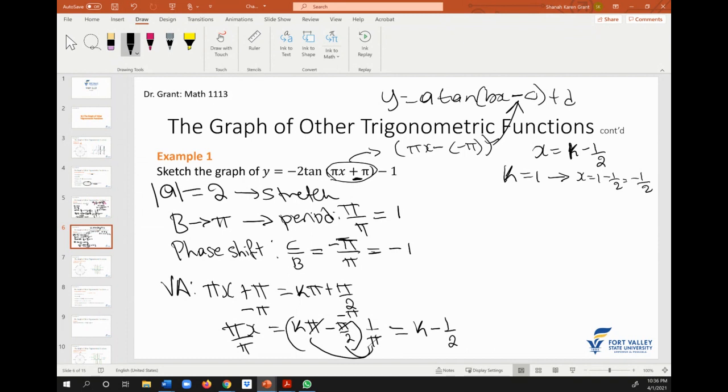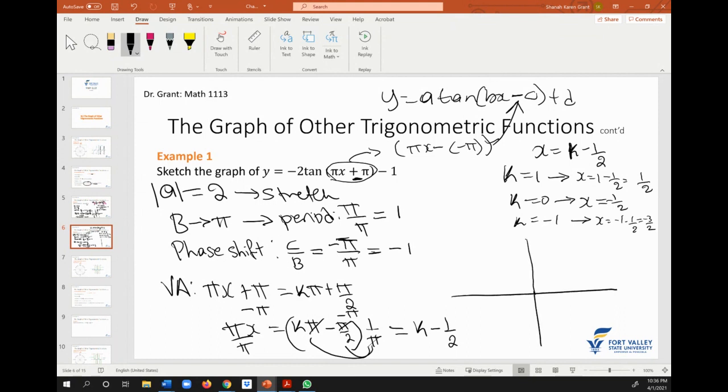Let k be 3. We can let k be 0 as well. We can let k be equal to 0. That means x equals negative 1/2. And if we let k be negative 1, then x is going to be equal to negative 1 minus 1/2, which is negative 3/2.